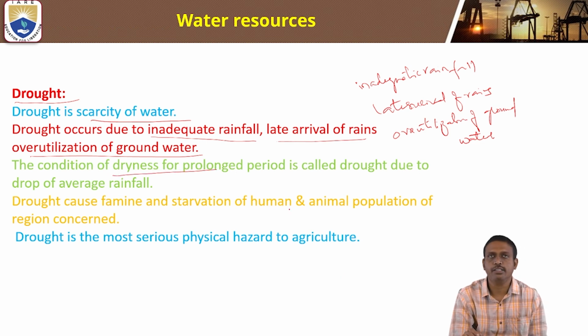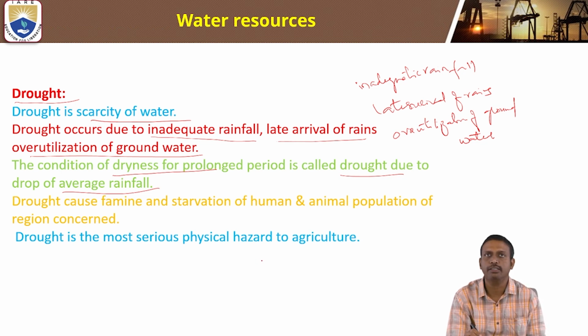A condition of dryness for a prolonged period also leads to the drought, due to the drop of average rainfall. It is also one of the causes of drought. For a long period, if the land gets dried without water, it also leads to the drought.